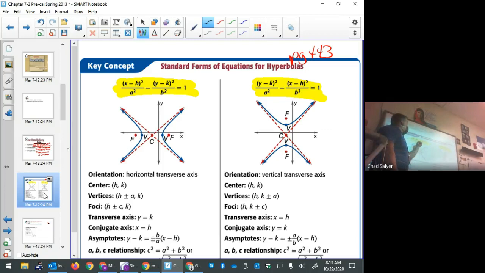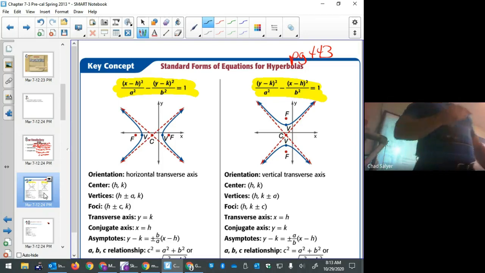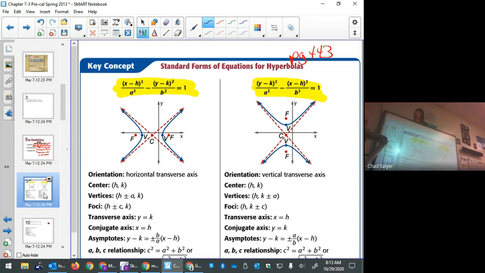So in this case, you see how the negative is in front of the y, and that makes it a left-right. Here the negative is in front of the x, that makes it an up-down. That's totally different from all the other conics. That's one of those little obscure, those 100 little things I said that you'll have to remember to get 100 on the test.